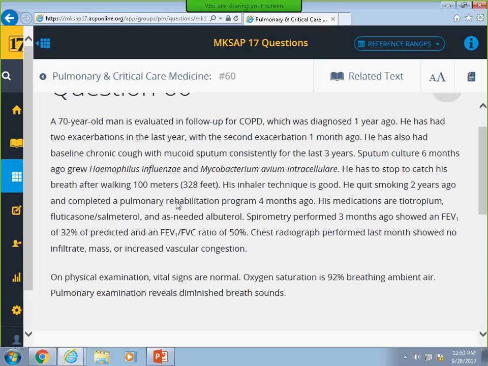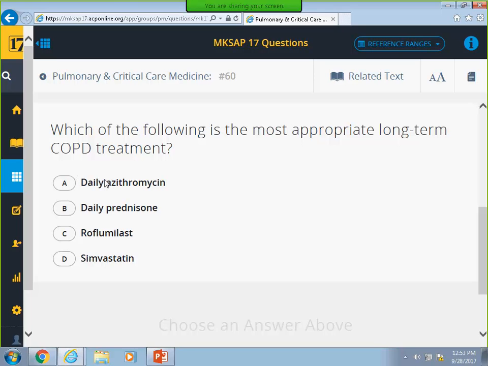So I think I know the answer to this one. It's advanced COPD, still having exacerbations despite his current treatment. So maybe for him, roflumilast. Why not daily azithromycin? I don't think you do daily azithromycin, do you? Fair enough. No, it was just for exacerbations. Okay. What about daily prednisone? Probably not, right? It's not asthma, right? Simvastatin? No? Not really at all. Okay.